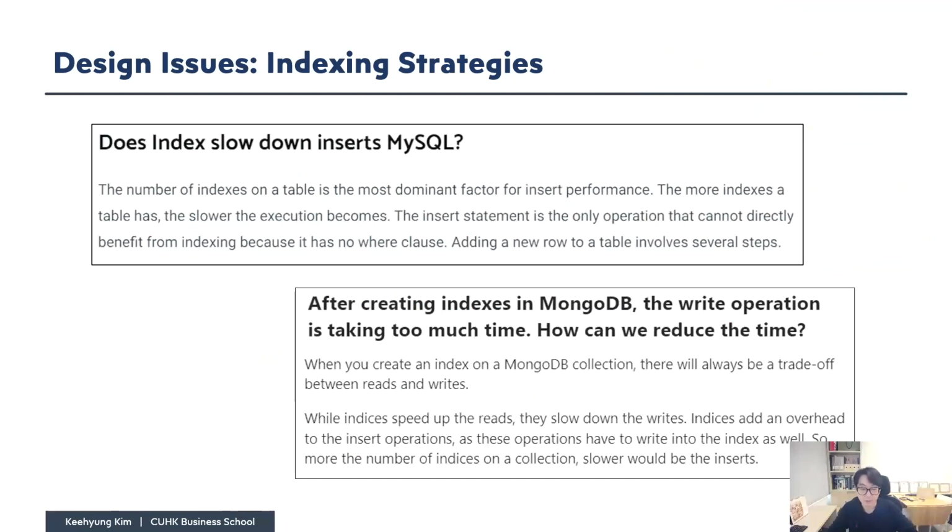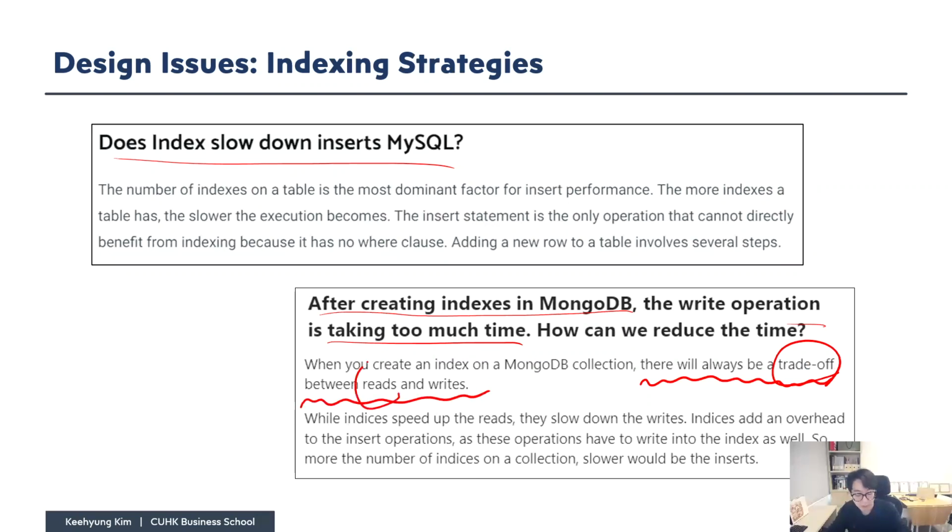Actually, many people in the industry are talking about this issue. People ask, does an index really slow down insert in MySQL? Even in MySQL, when you use an index, the insert performance will decrease. That's obvious. Another person says that after creating an index in MongoDB, write operations are taking too much time. That's kind of obvious because whenever a write operation comes to MongoDB, it has to update the index again. There will always be a trade-off between read and write. If you want to increase read operation speed, you have to sacrifice write operation speed.